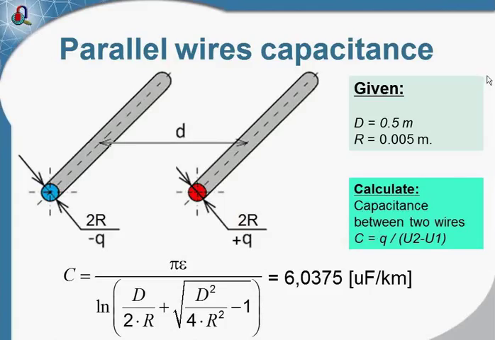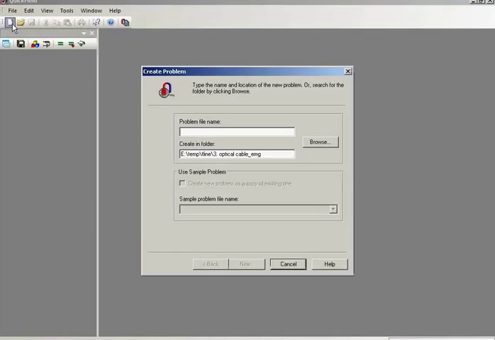Now let's start QuickField. I will make the problem from scratch. So I create the new problem, and the problem name is T-line.